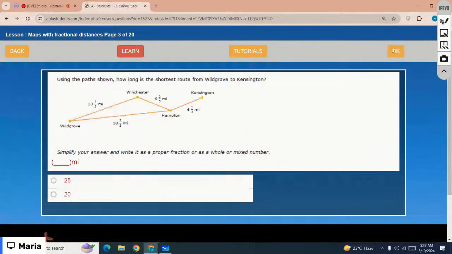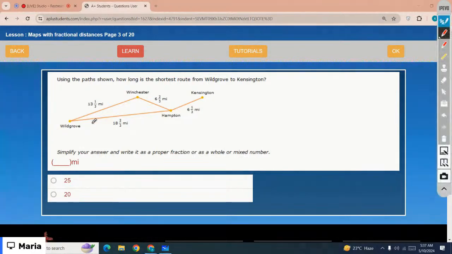Using the path shown, how long is the shortest route from Wild Grove to Kingston? Okay, so you have to go from Wild Grove to Kingston. You have two ways: go straight, or go the other way. You have to see which one is the shortest route, right? Just add this one: 18 whole 2 by 3 plus 6 whole 1 by 3. So that is 18 plus 6, 24... 19 whole 3 over 3, right? 3 by 3 is 1, that means 20 it is.